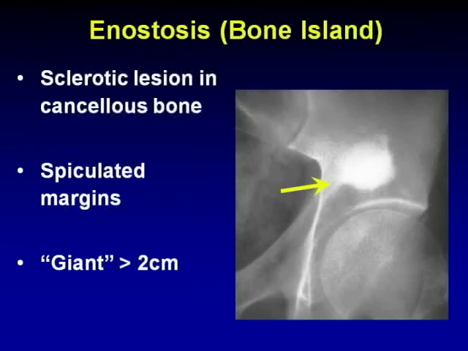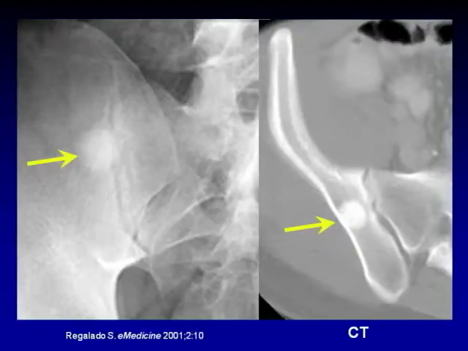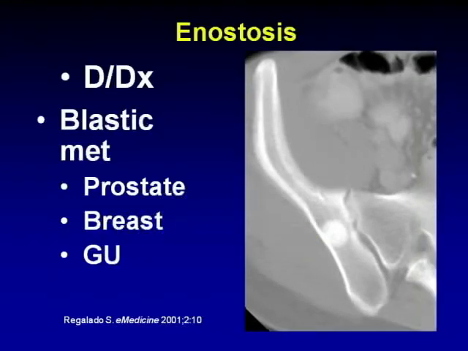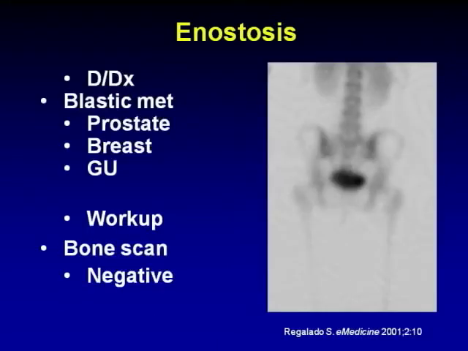They may have some spiculated margins, but that should not dissuade you from the diagnosis of this benign incidental lesion, even when they're giant. Some people call them giant when they're greater than 2 cm in size. Of course, we see these all the time, not just on radiographs, but also on CT. The differential diagnosis may, in some cases, include a blastic metastasis from a primary prostate, breast, or GU tumor. Appropriate workup that you might recommend in some cases is a bone scan, which will be negative.